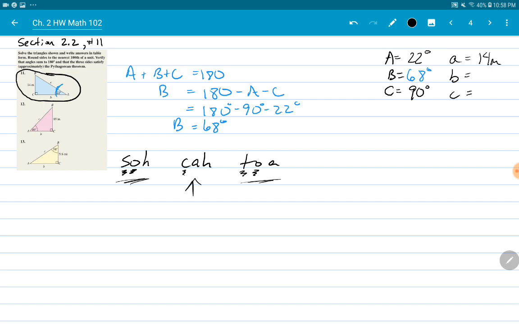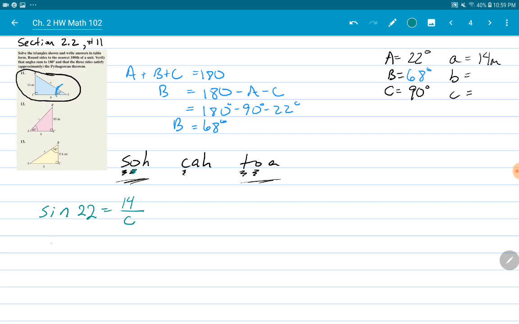If I chose cosine, then I would be stuck with cosine of 22 equals the adjacent over hypotenuse. I've got two variables there and I can't solve for it. So I don't have enough information to use cosine just yet, but I could use sine or tangent. It doesn't really matter which one, so I'll just make a choice. I'll do sine of 22 equals the opposite, which is the 14 meters, over the hypotenuse, which is C.